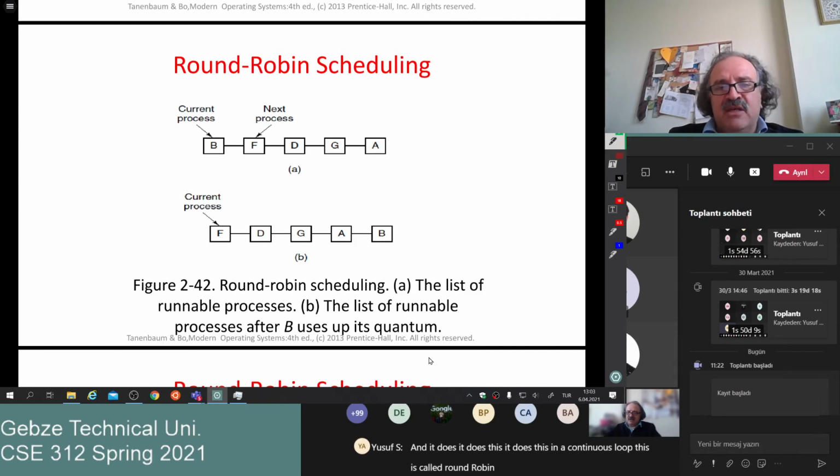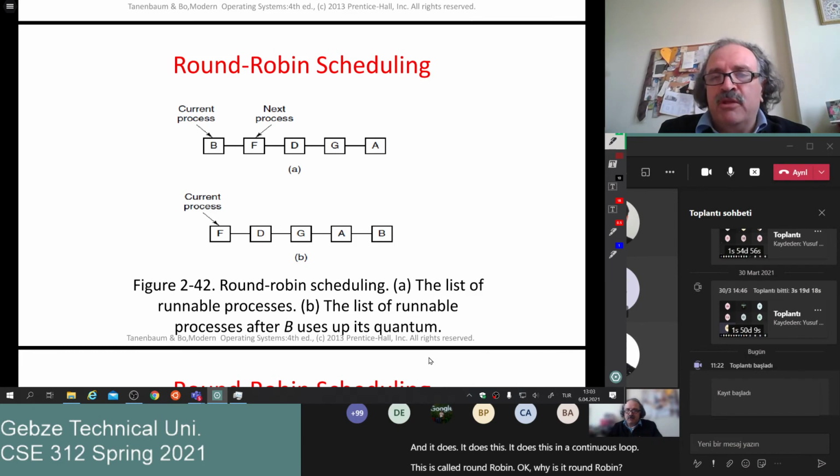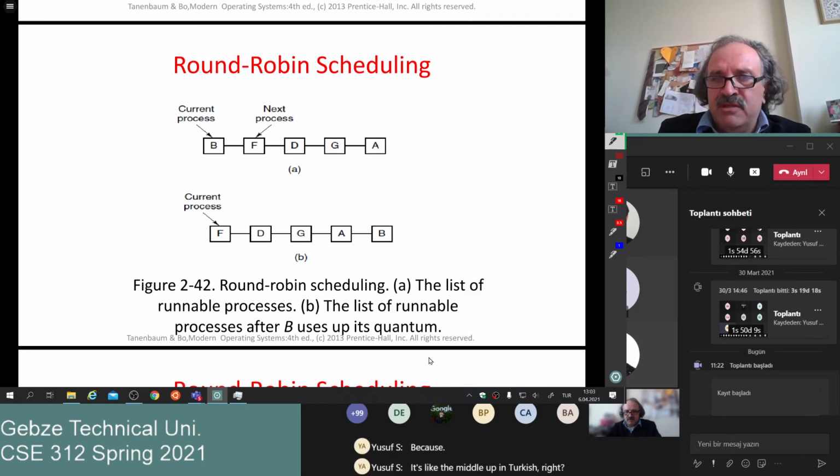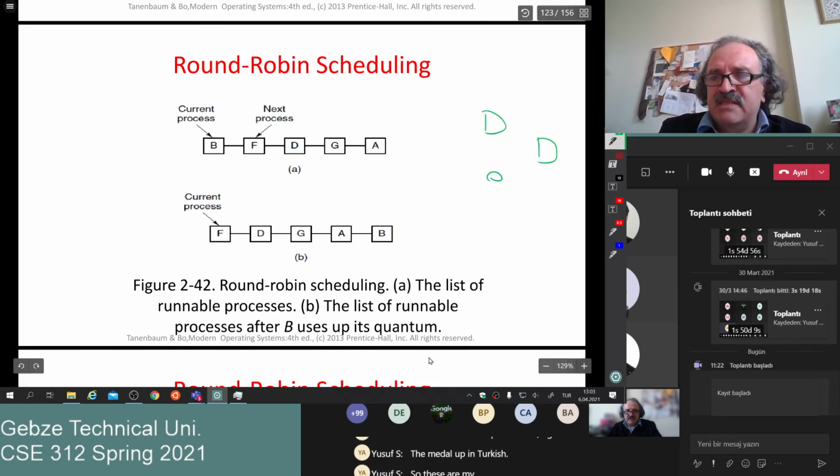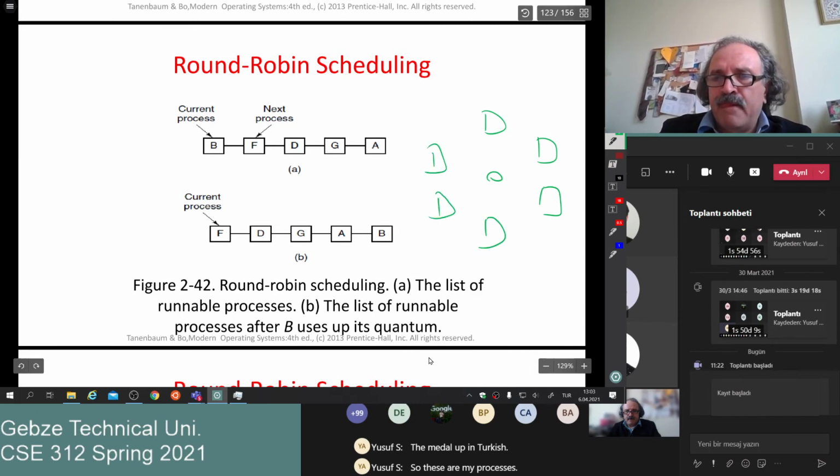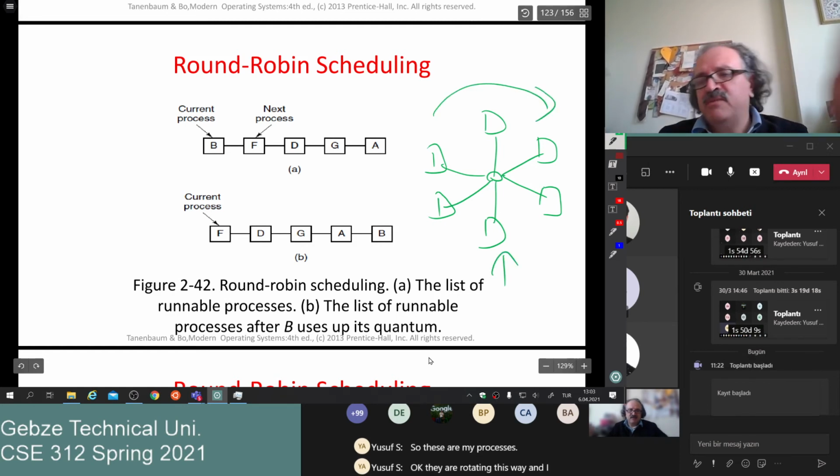Okay, why is it round robin? Because it's like dönme dolap in Turkish, right? Dönme dolap in Turkish. So these are my processes. Okay, they are rotating this way, and I keep running this one.